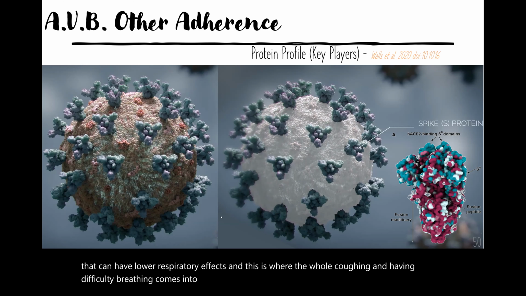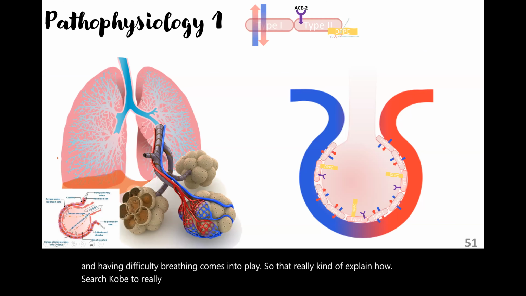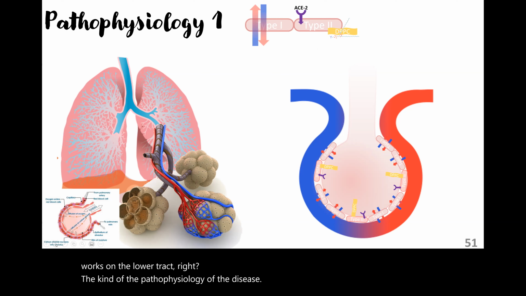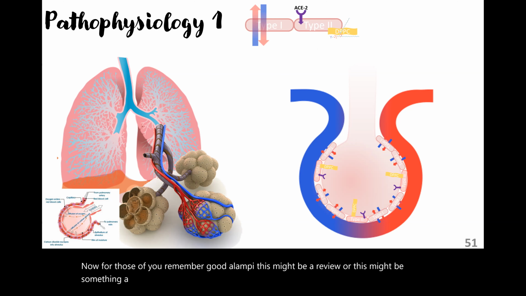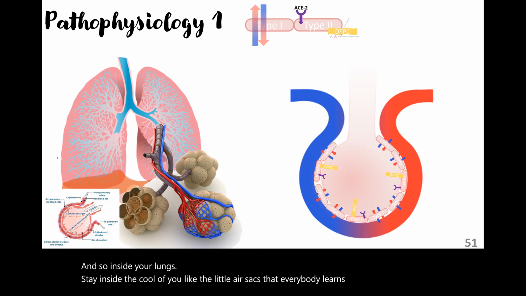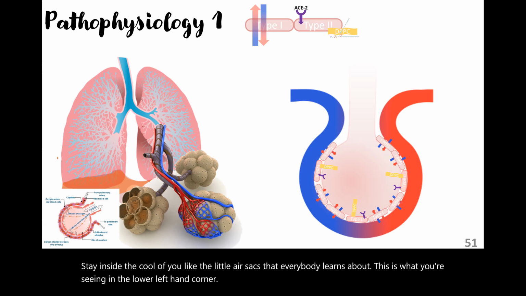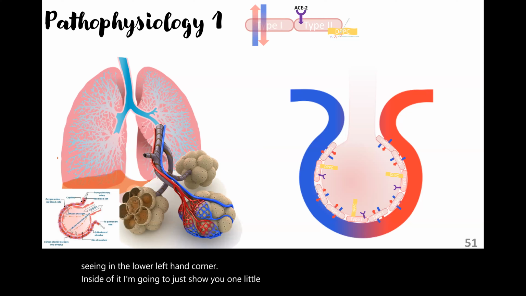So to truly explain how SARS-CoV-2 really works, I have a few images that I want to show you on how this works in the lower tract, right? Now, here's the pathophysiology of the disease. For those of you who remember your good old AMP, this might be a review, or something a little extra. Inside your lungs, inside the alveoli, those little air sacs that everybody learns about, this is what you're seeing in the lower left-hand corner. I'm going to show you one little alveolus, one little air sac that you're seeing up there, right?